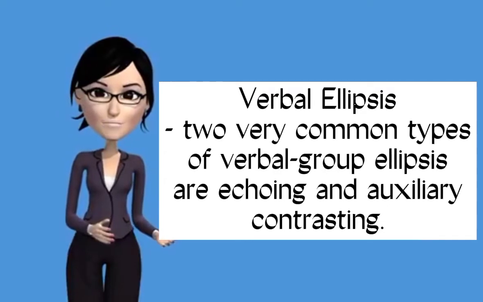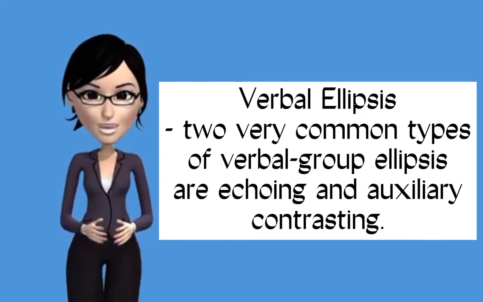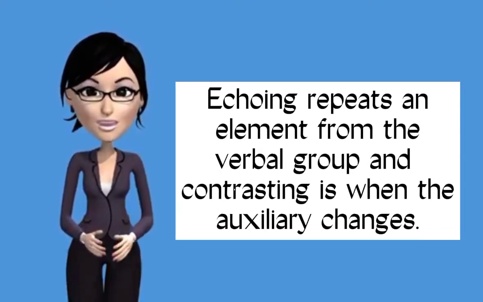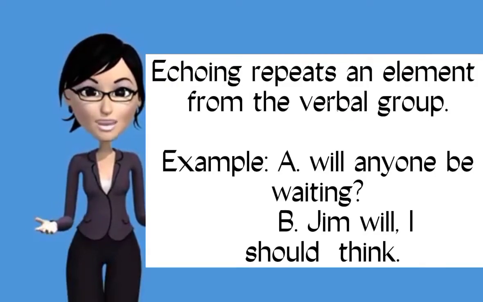Secondly, we have verbal ellipsis. Two very common types of verbal group ellipsis are echoing and auxiliary contrasting. Echoing repeats an element from the verbal group, and contrasting is when the auxiliary changes. Echoing repeats an element from the verbal group.